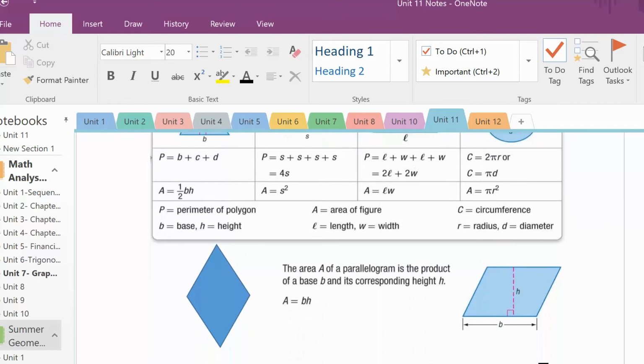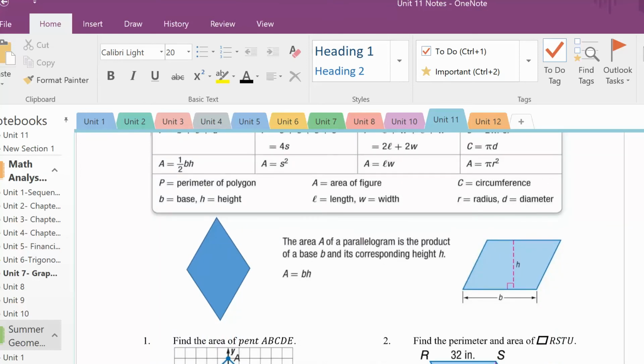So now let's get to area of a parallelogram. The area of a parallelogram is the product of the base times the height. So a parallelogram is just base times height. And remember, the height is a perpendicular segment going from one base to the next. It does not have to go from one vertex to another. It just goes from base to base and is perpendicular.